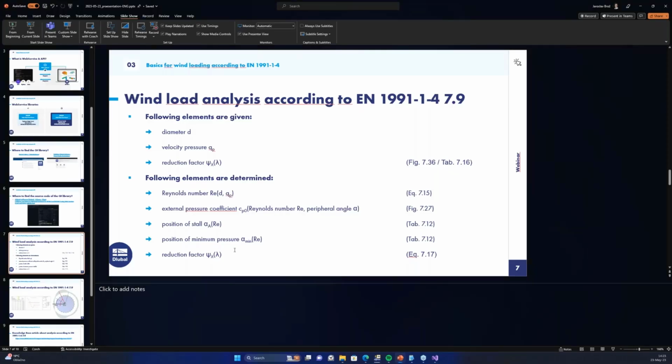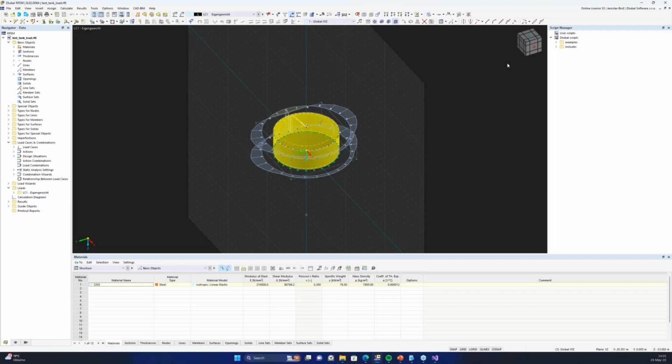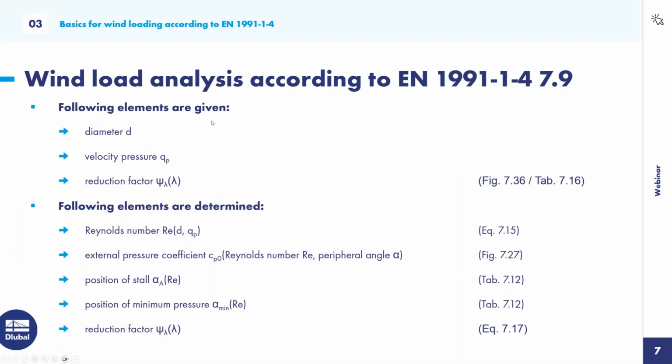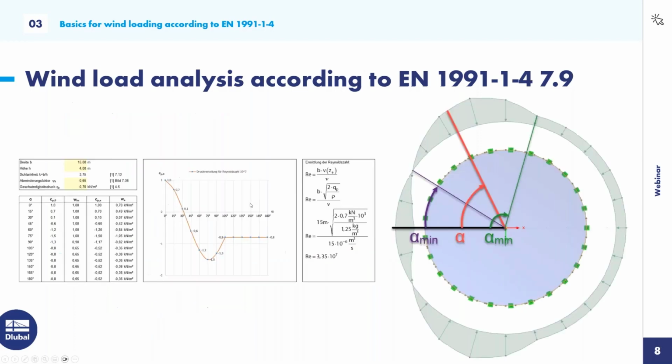and I'll go here just to start with some theoretical things in the meantime. So here I have a slide with inputs, what's given and what should be determined. The given thing is the diameter of our cylinder, that means the cylindrical walls. Then there is some velocity pressure, and I have some reduction factor. My tool will calculate the Reynolds number, external pressure coefficient, position of the stall, plus two other coefficients. Everything is taken from the Eurocode.